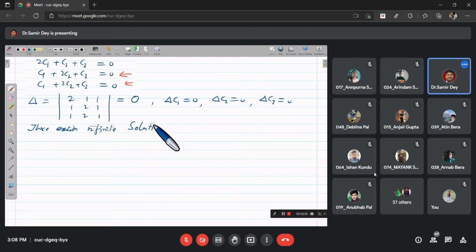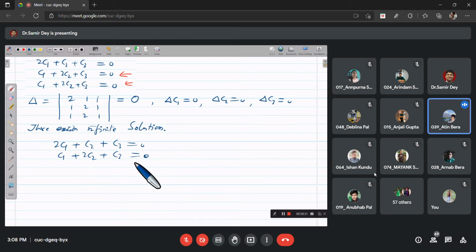Infinite solution, but you have to show this. Now these two equations are the same, isn't it? So you may write 2C1 plus C2 plus C3 equals 0, C1 plus 2C2 plus C3 equals 0. Can you write this? Now use the cross multiplication technique, I think you know it from your class 7 onwards.